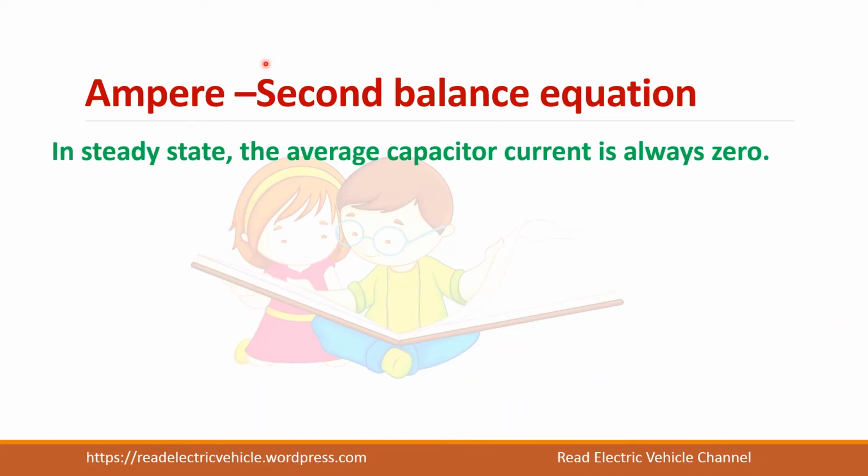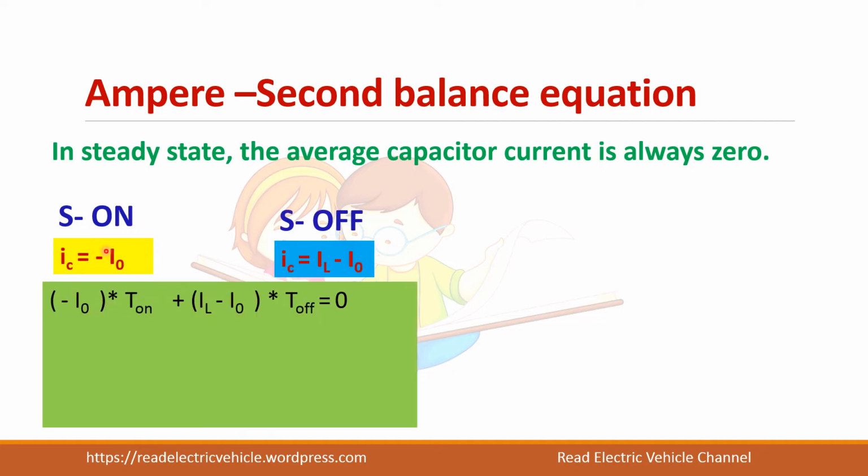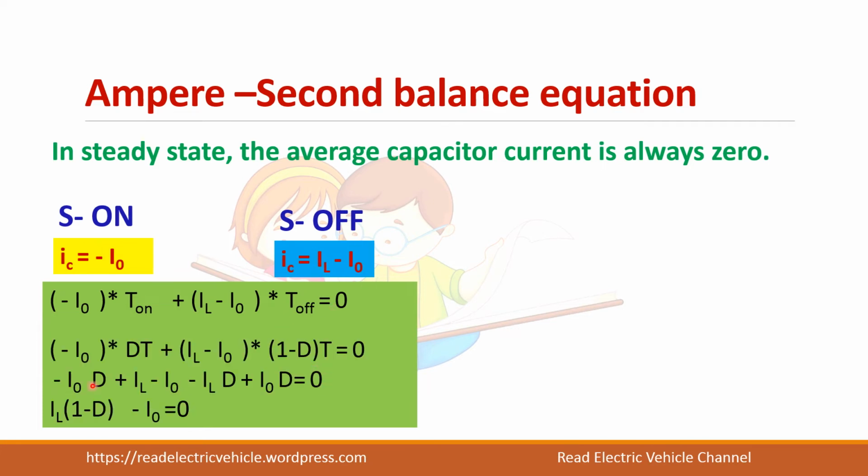Next we will derive the ampere second balance equation. Ampere means current into time period. For capacitor current we can derive the equation. For the switch on condition and switch off condition, this current into on time plus this current into off time is equal to 0. So you will get IL equal to I0 divided by 1 minus D. So there is a relation between the inductor current and the output current.